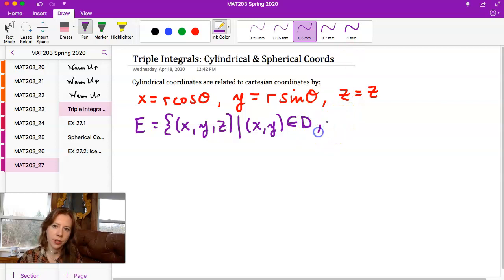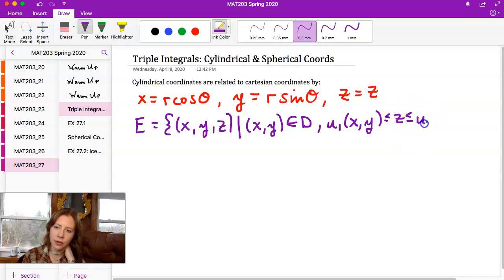And we're going to have some term that we're going to call u sub 1, or some function, u sub 1, some lower bound function of x and y. It's going to be less than or equal to z. And our upper bound, so z is going to be less than or equal to our function in terms of x and y.